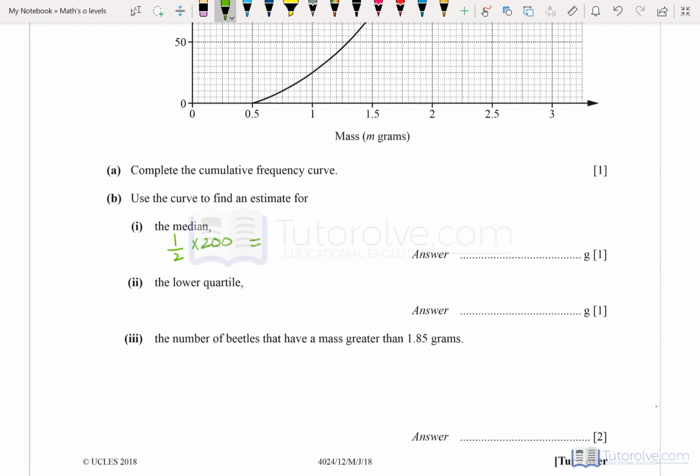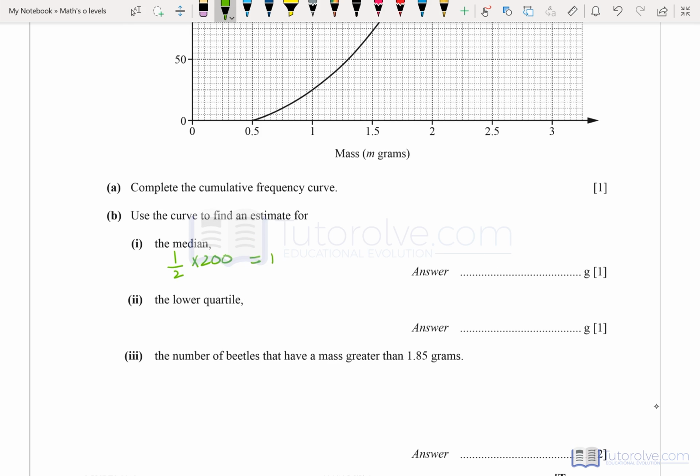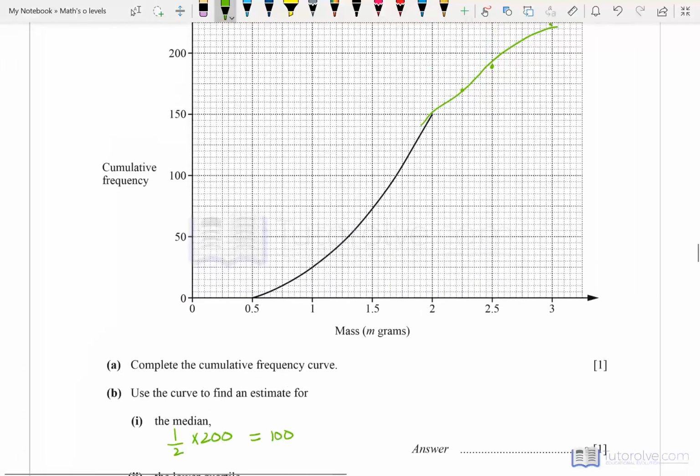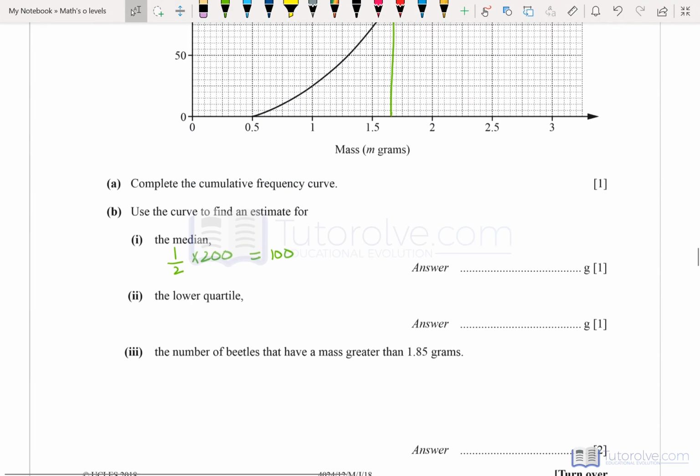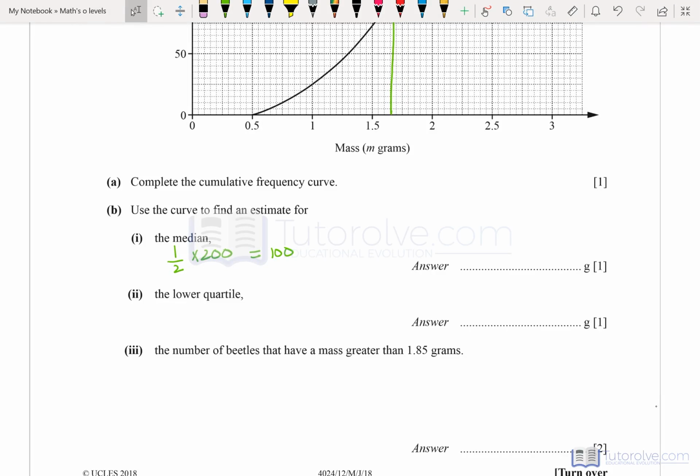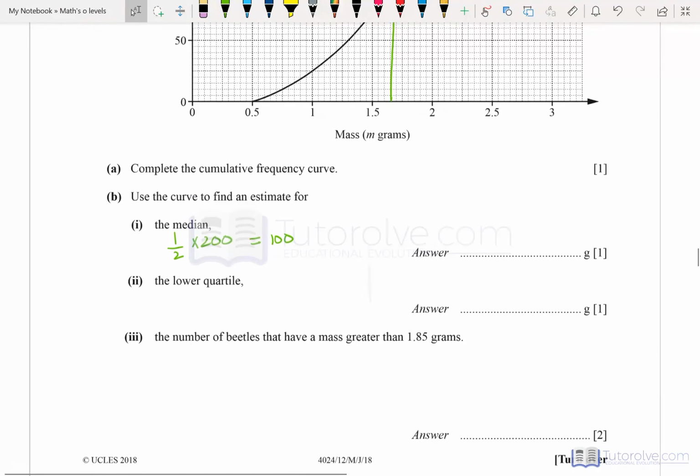So that comes out to be 100. Basically, this answer is not going to be your answer. You have to trace this 100 back on the grid, on the graph, sorry. And whatever answer you get, you have to put that down. If I have 1.6 or 1.65 or 1.7, I have to write that down.